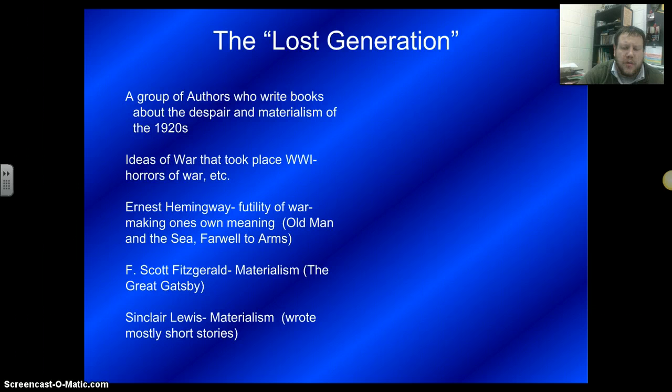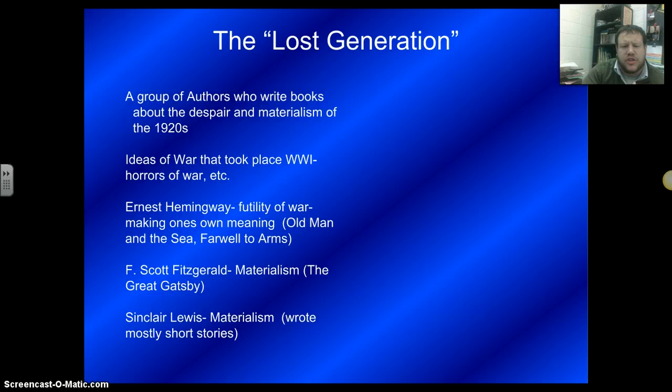So one would be Ernest Hemingway, very, very famous author. You might read him in 11th grade this year. He wrote about war and about trying to find one's own meaning, that kind of stuff. And he wrote A Farewell to Arms, about how war is really just useless. You have F. Scott Fitzgerald, probably my most favorite author of this time period. He wrote The Great Gatsby. If you get a chance, go see the Leonardo DiCaprio version. Not as good as the original, but it's fine. He wrote about materialism. He actually coined the word flappers, and coined the Jazz Age.